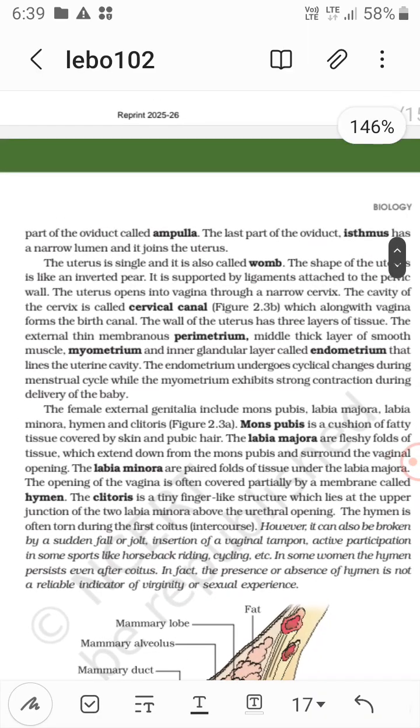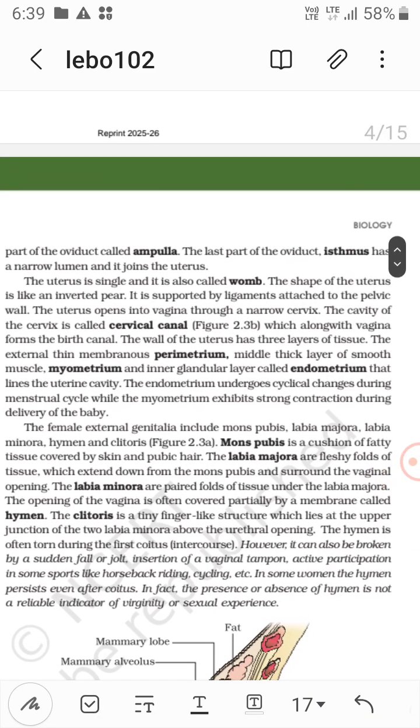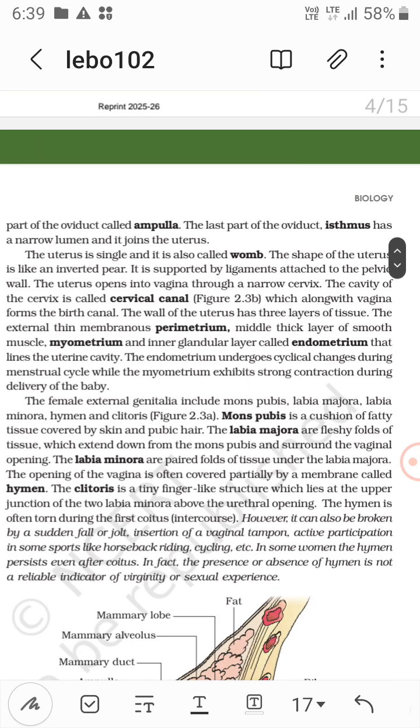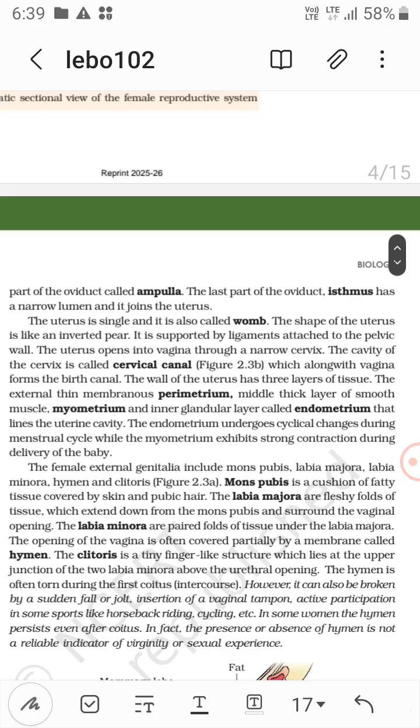The part of the oviduct called the ampulla, and the isthmus which has a narrow lumen, joins the uterus. Now the uterus is single, and the shape of the uterus is like an inverted pear. It is supported by ligaments attached to the pelvic wall. The uterus opens into the vagina through a narrow cervix, then the cervical canal, and then the vagina.